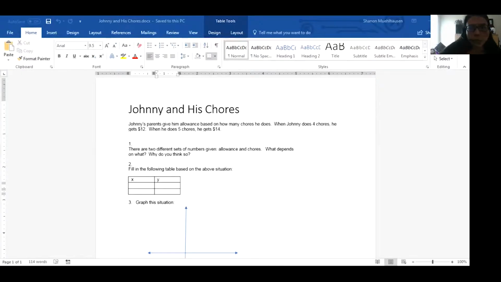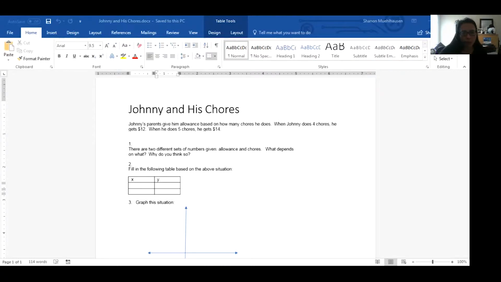Okay, so this is an introduction to dependent and independent variables. And our situation deals with Johnny and his chores. Johnny's parents want to give him an allowance based on how many chores he does. So here's the deal. When Johnny does 4 chores, he gets $12. And when he does 5 chores, he gets $14.